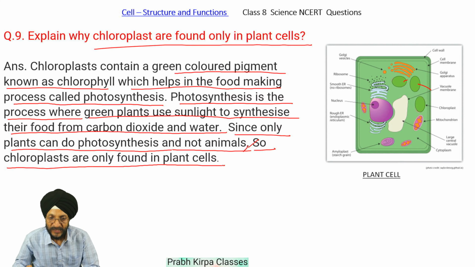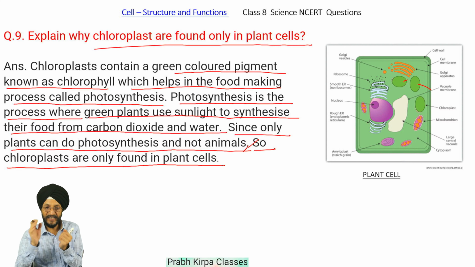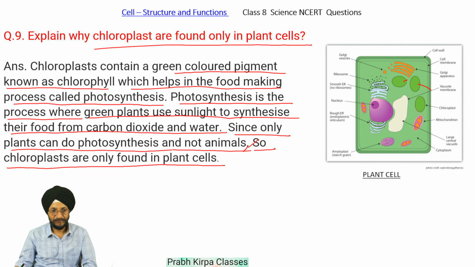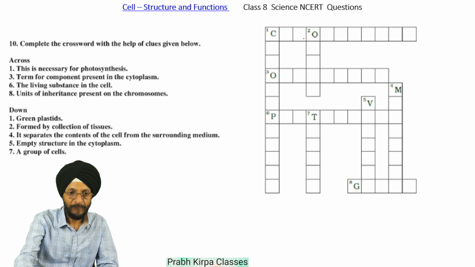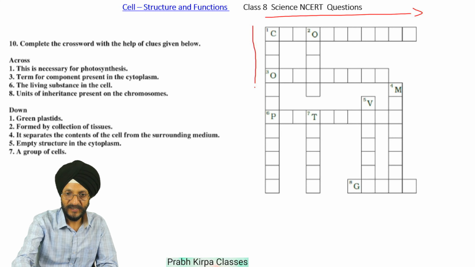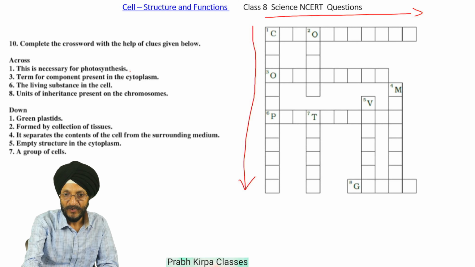It means that animals cannot manufacture their own food, whereas plants, with the help of sunlight, carbon dioxide, water, etc., prepare their own food. So chloroplasts are found only in plant cells. Now we are to complete this puzzle. Here we have been given the clues. This is across, this is across, this is across, this is down. First across. This is necessary for photosynthesis.